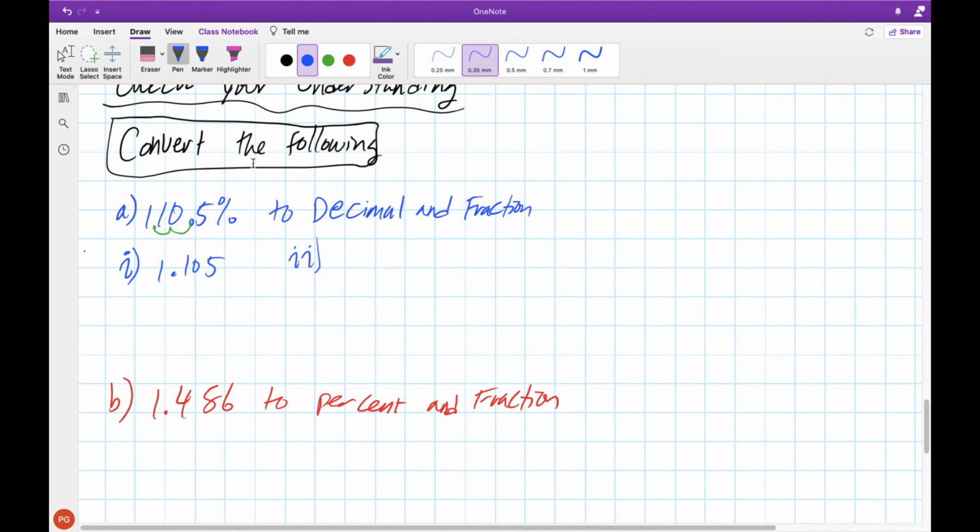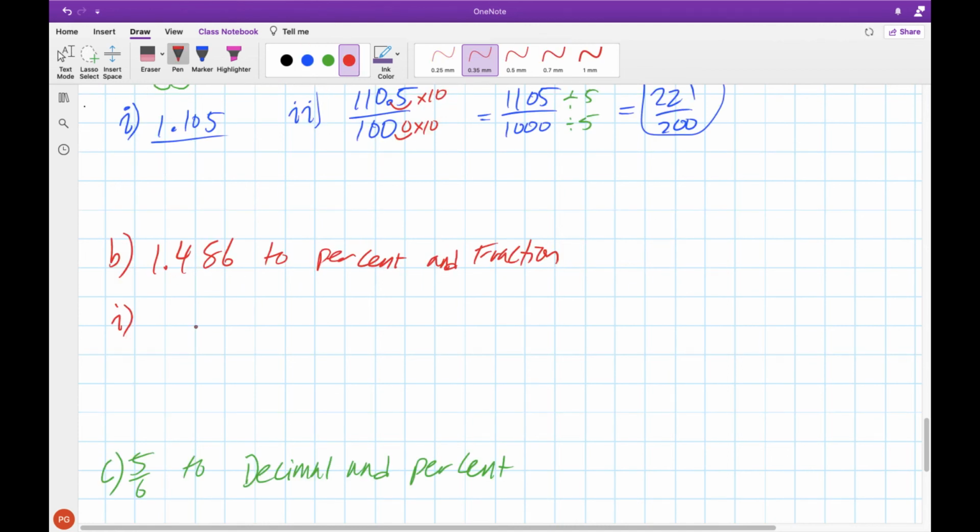For our fraction, all we need to do is recognize that a percentage is the same as our number over 100. Then all we have to do to get rid of this decimal place is multiply the top and bottom by 10. Basically, we're just moving our decimal place back by 1. So our fraction would be 1105 over 1000. We can reduce this by dividing the top and the bottom by 5, and we'll get our final fraction answer of 221 over 200.